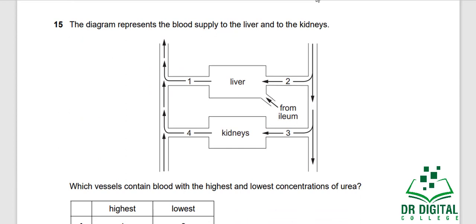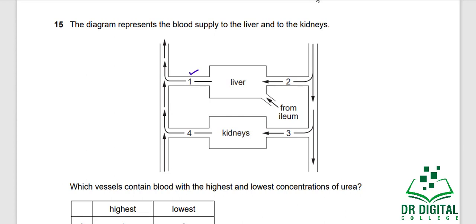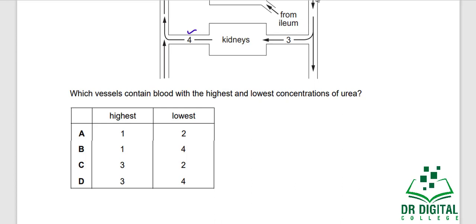In question 15, the diagram represents the blood supplied to the liver and to the kidneys. Okay, which vessels contain blood with the highest and the lowest concentration of urea? You know that urea is produced in the liver, so when it is taken away from the liver, it will be highest concentration in blood vessel 1. Okay, and the job of kidneys is to filter out the urea. So when blood will get out of the kidneys, there will be least amount of urea ever present, that will be the 4. Okay, so the highest concentration will be in 1 and the lowest concentration will be there in 4. So that is true for B.